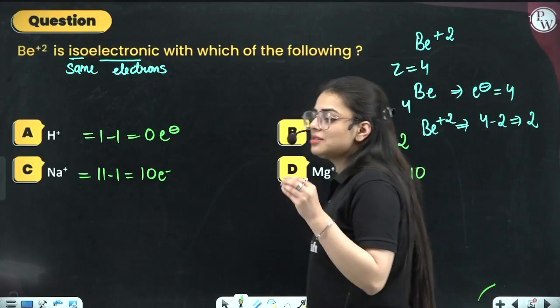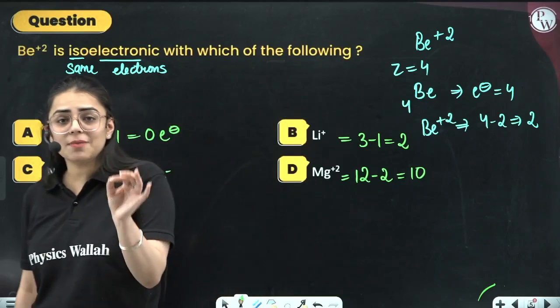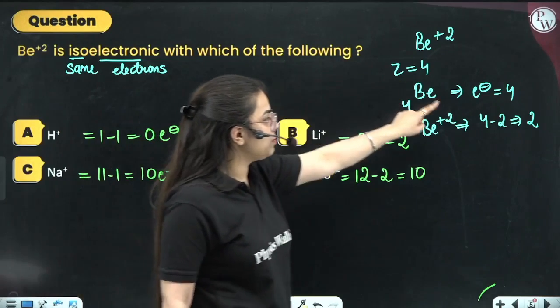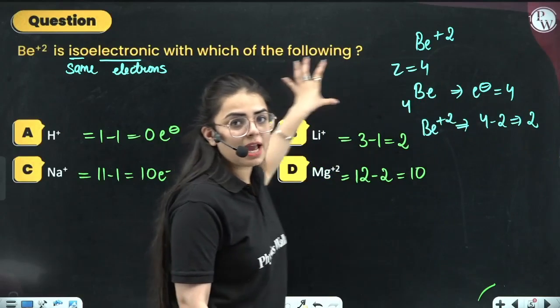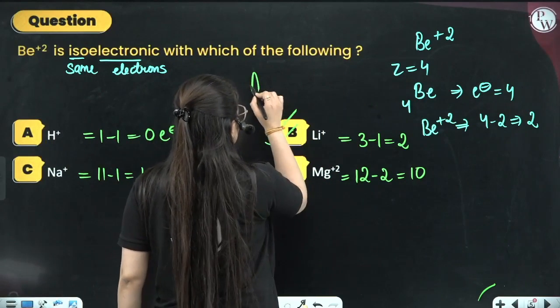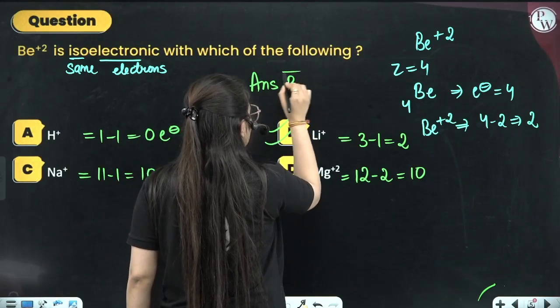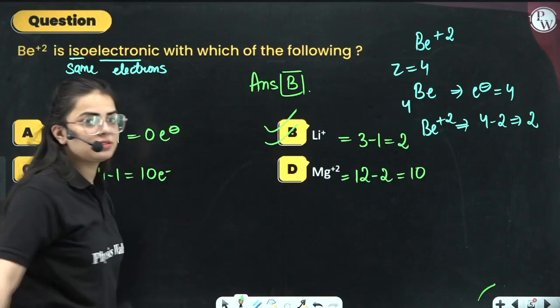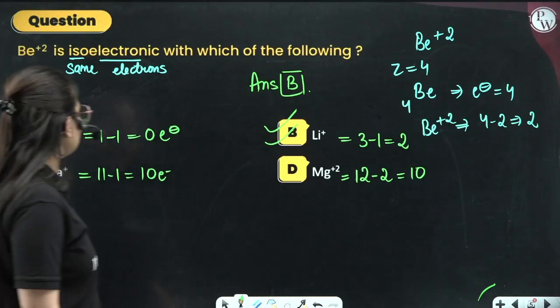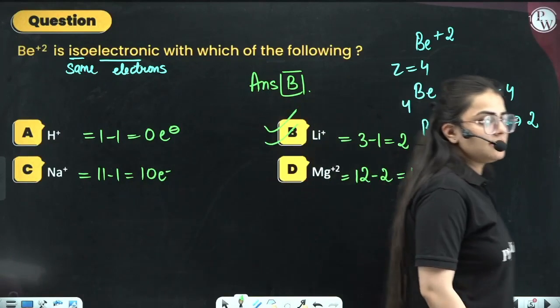Now they have asked in the question that beryllium plus 2 is isoelectronic with which one? If I am talking about beryllium plus 2, it has 2 electrons. It shall be isoelectronic with 2 only. So that is option number B. So option number B will be our correct answer. Is it clear? Kindly write it down so that we can move on to our next question.